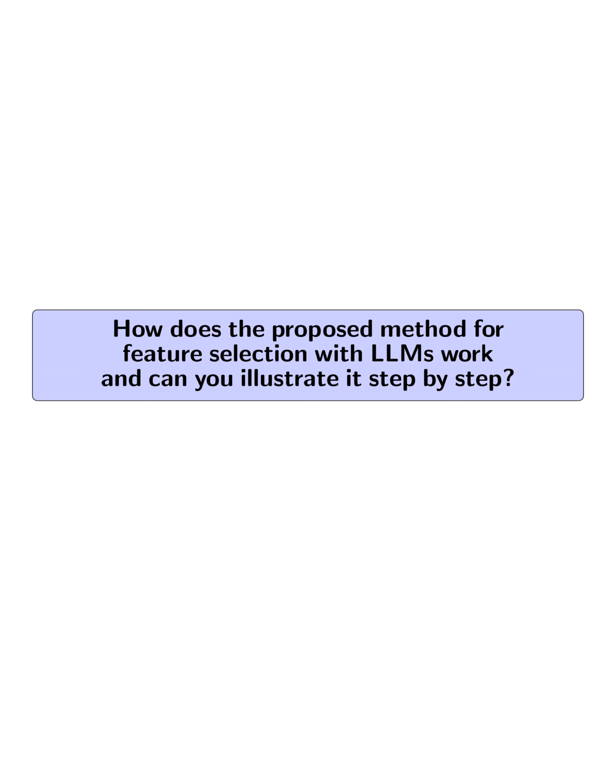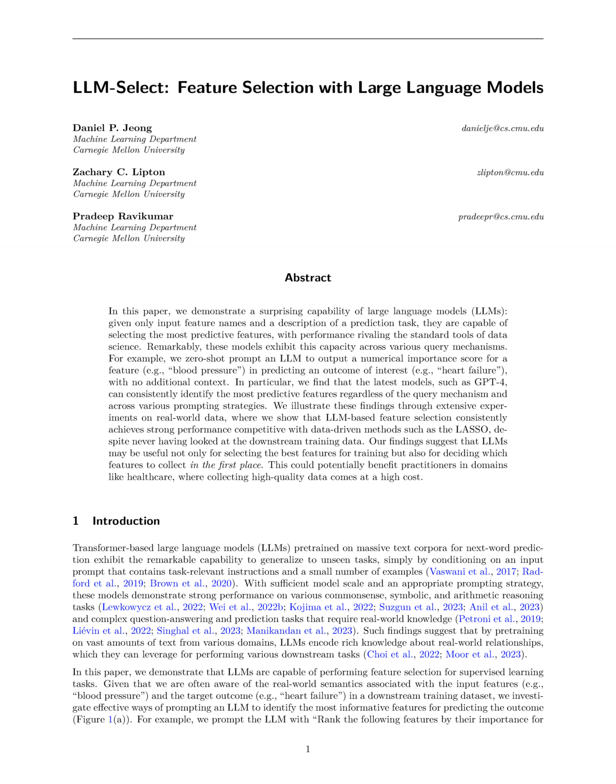How does the proposed method for feature selection with LLMs work, and can you illustrate it step by step? The proposed method works by leveraging pre-trained LLMs to identify the most informative features for predicting a target outcome. The process involves prompting the LLM with input concepts, features, and the target concept, then selecting features based on the generated output.